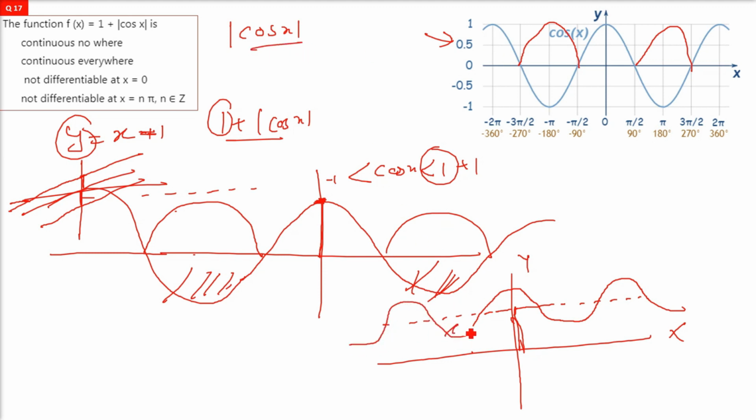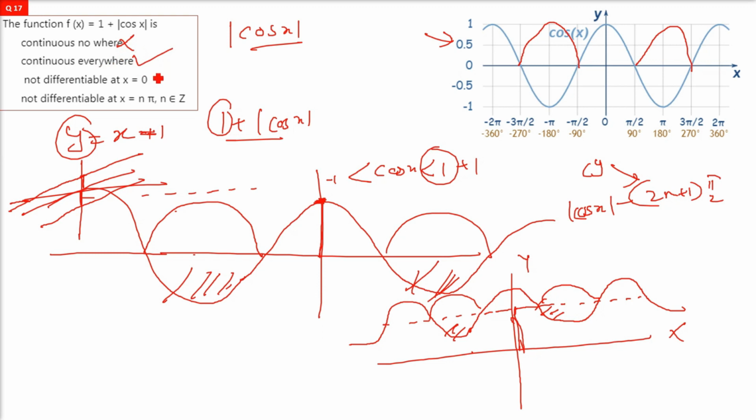Mod cos x will be what? Mod cos x is all the values which are below the x-axis will go up. So we talked about cos x, modulus of cos x. It is continuous everywhere, but it is not differentiable at 2n plus 1 pi by 2. That is, at all the odd multiples of pi by 2, there is a sharp edge, so it cannot be differentiable. So this is how you are going to give the answer, okay?